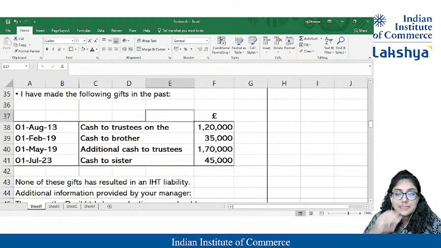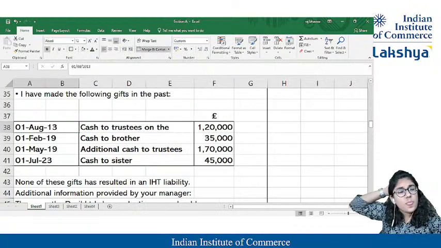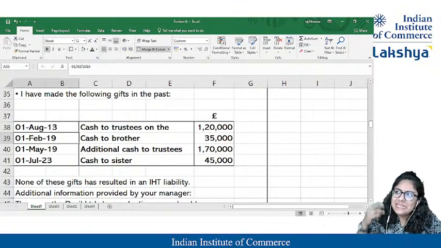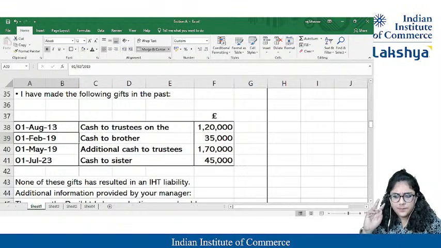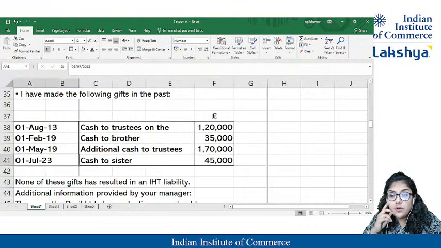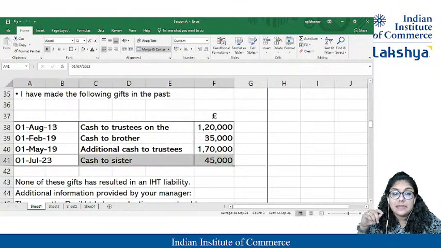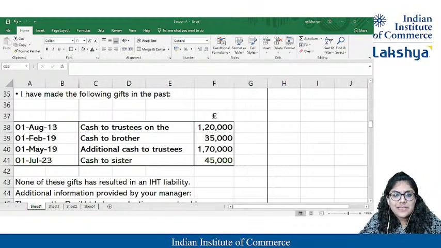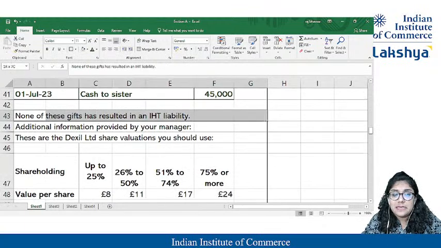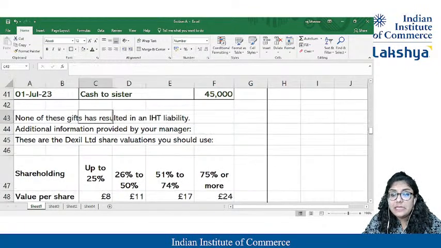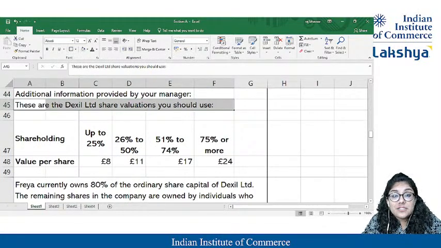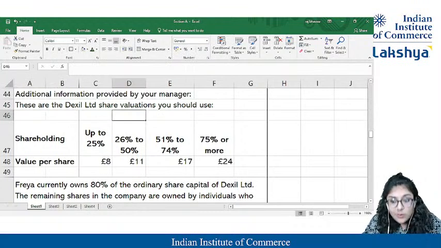Cash basically on 1st August 2013, like on the day when she established the trust. That's very old, yeah. 1st Feb 2019, okay, 1st Feb 2019 she has given. Like 3 years back, in 2019 she gave some additional cash to the trust. On 1st July 2023, in the current year, she gave cash to her sister, 45,000. Let's see. None of these gifts have resulted in inheritance tax liability. Okay, she has not given any tax liability. Additional information is given. These are the company's shares valuation.